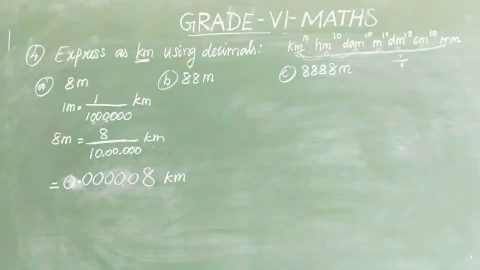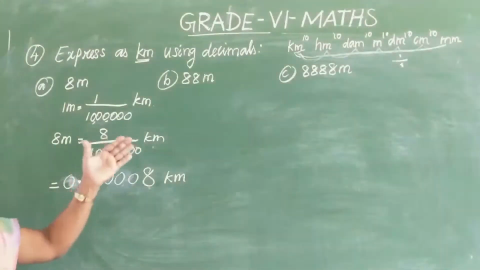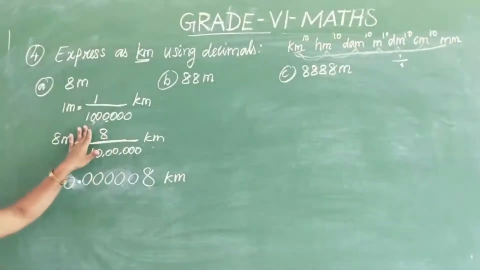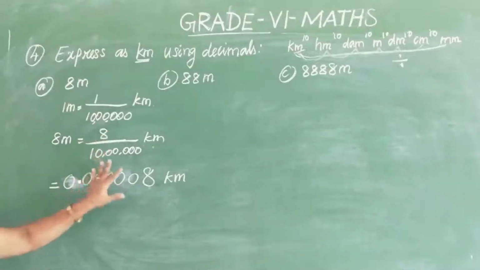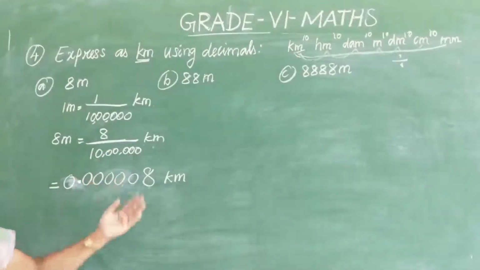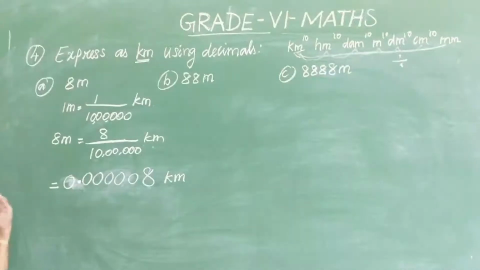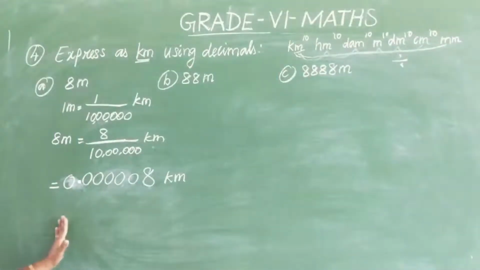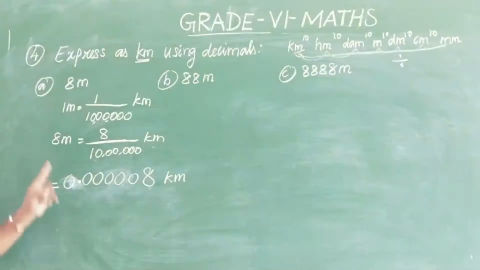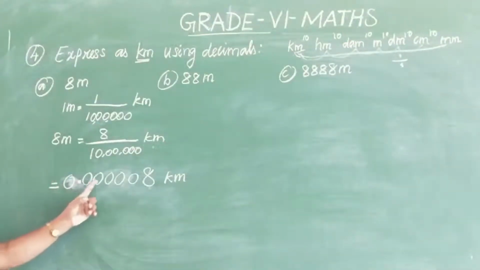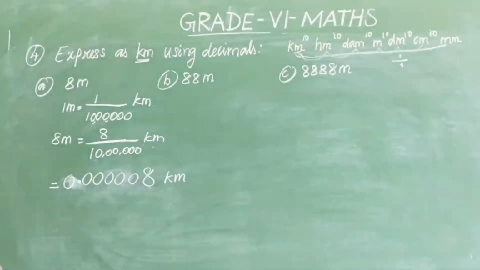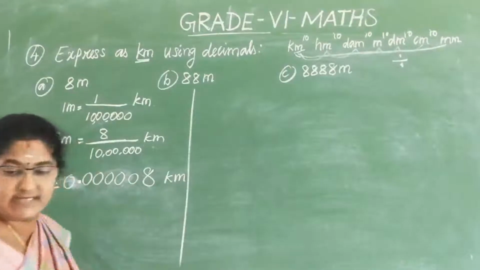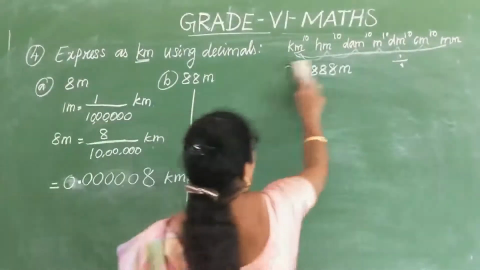Understand? How do you write? When we convert, however many units we skip, that many zeros we write in the denominator. Then when we write in decimal form, whatever is in the numerator, write it, and before that many digits, as many as there are zeros, we keep the point. Understand? So the answer for 8 meter is equal to 0.000008 kilometer.